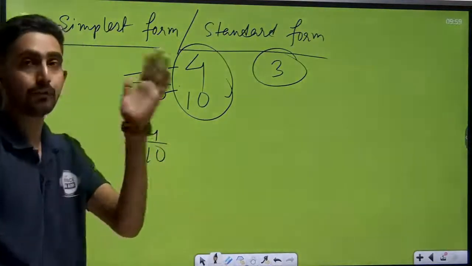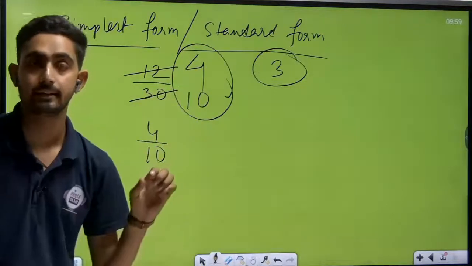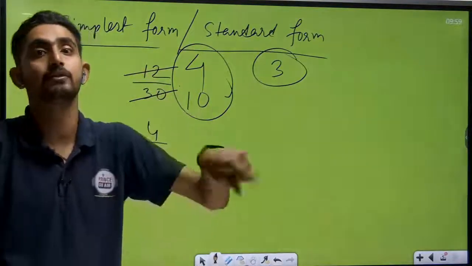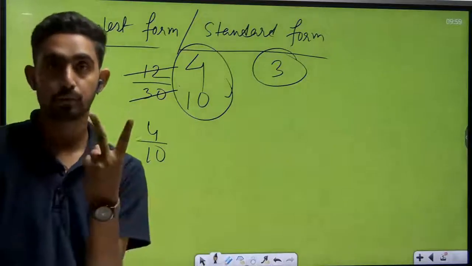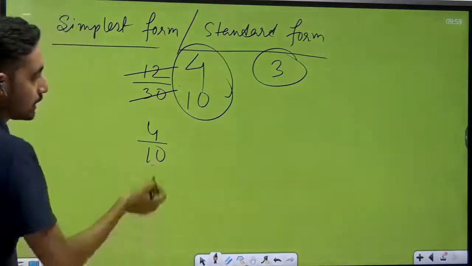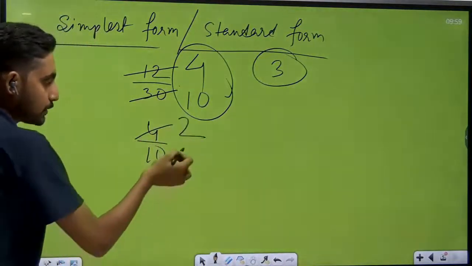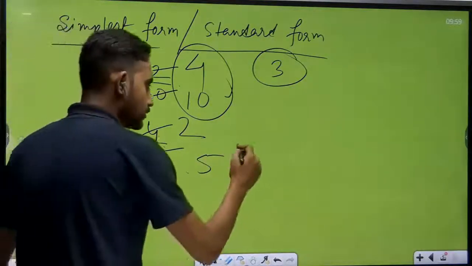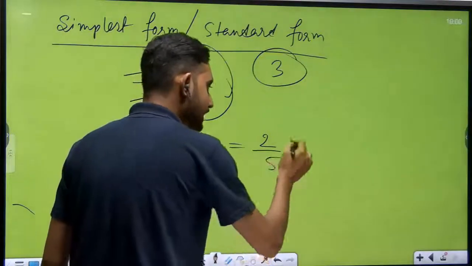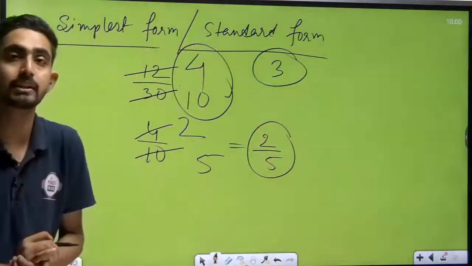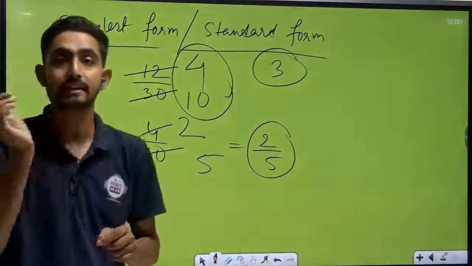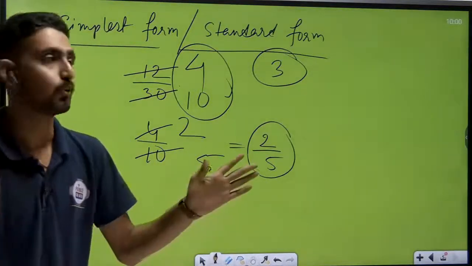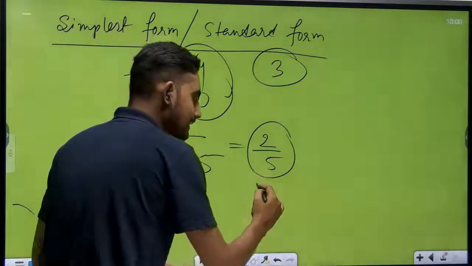Now think, all of you. 4 and 10 are the numbers, divisible by which number? 2. Because 2 can also be a common factor. 2 times 2 is 4 and 2 times 5 is 10. Okay, done. Write down here 2 upon 5. Now students tell me, can any other number easily cancel out 2 and 5? Anyone know? No. So stop here and that is your correct answer.